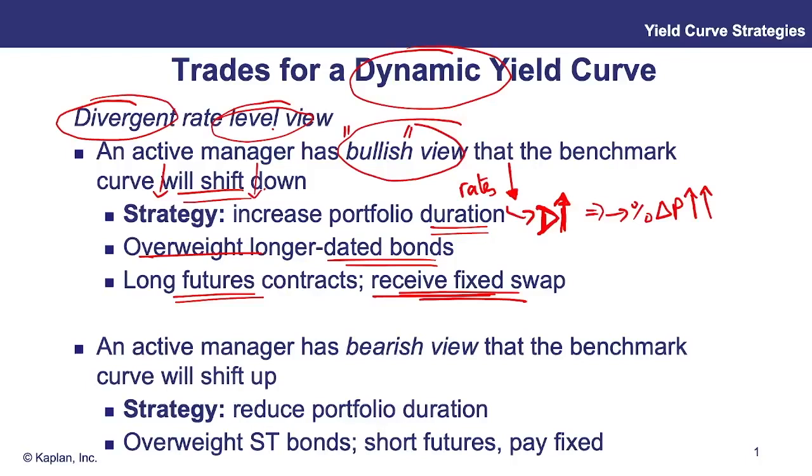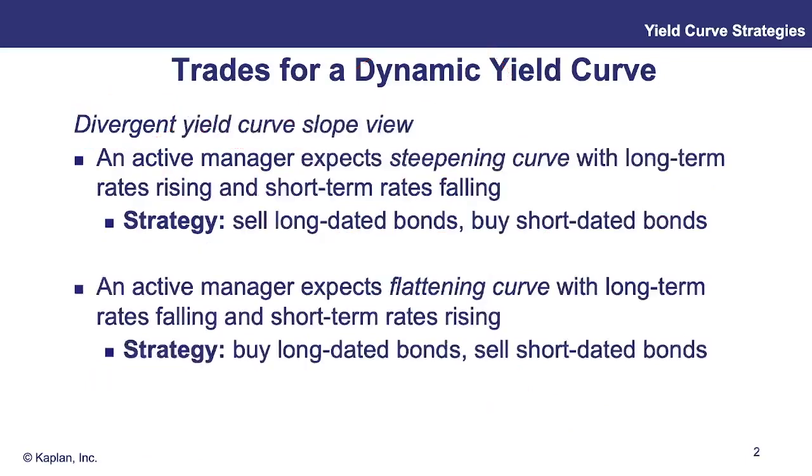Flip it round. The bearish view is that rates will shift up. If rates shift up, we know that prices are going to go down. So we want to lower our sensitivity to that. We're going to lower our duration. Okay, and take the opposite of what we said above with regards to changing our portfolio or engaging in derivatives, and you are where you need to be. Now, what about some more interesting views? What about if we thought that the yield curve was going to change shape? So if we had a divergent yield curve slope view, how would we trade that?